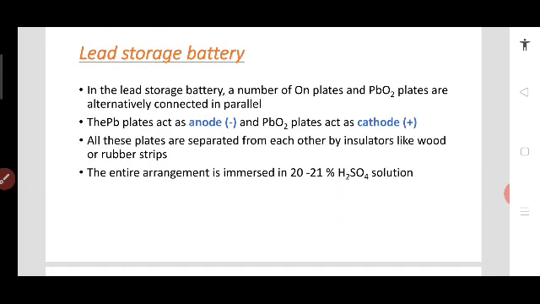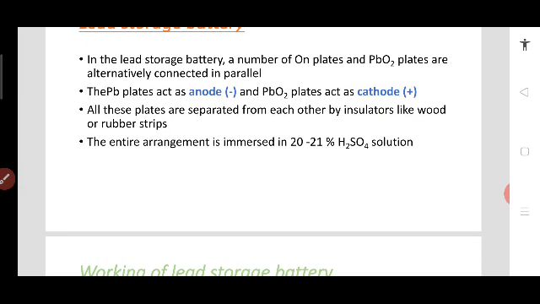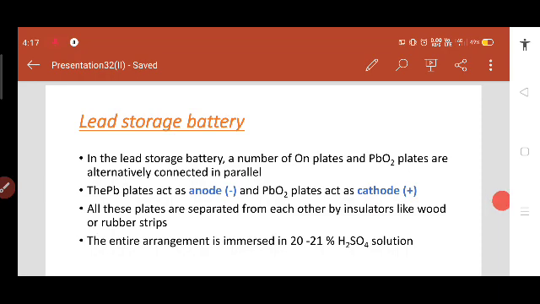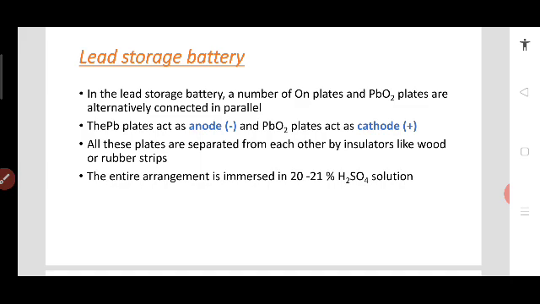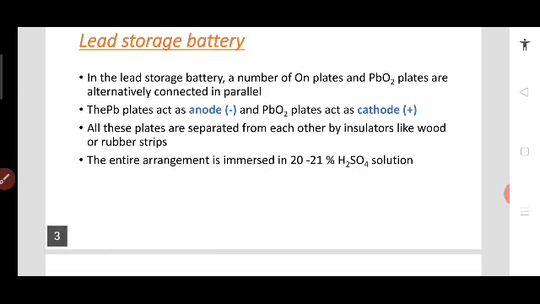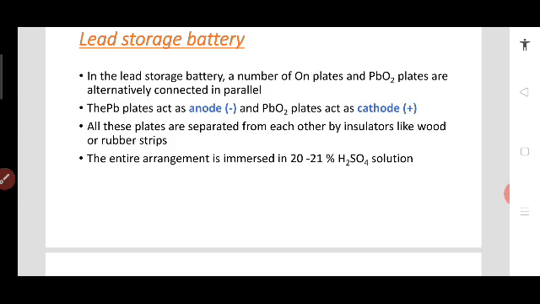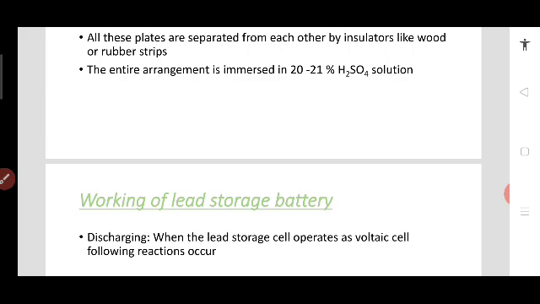In the lead storage battery, a number of Pb plates and PbO2 plates are alternately connected in parallel. The Pb plates act as anodes, which are indicated with the negative sign, and PbO2 plates act as cathodes, which are indicated with the positive sign. All these plates are separated from each other by insulators like wood or rubber strips. The entire arrangement is immersed in 20 to 21 percent H2SO4 solution.